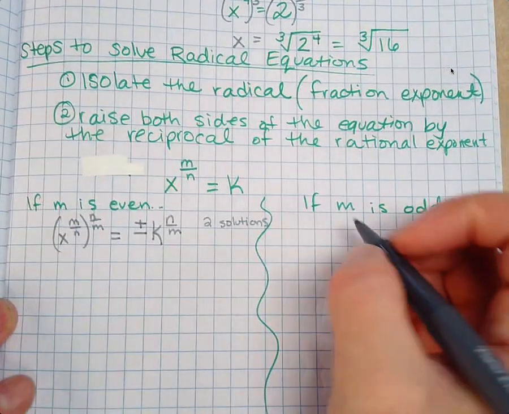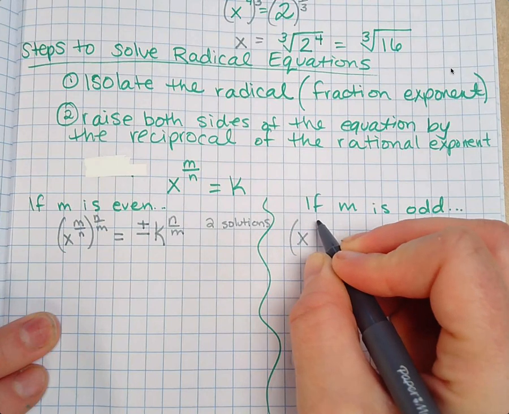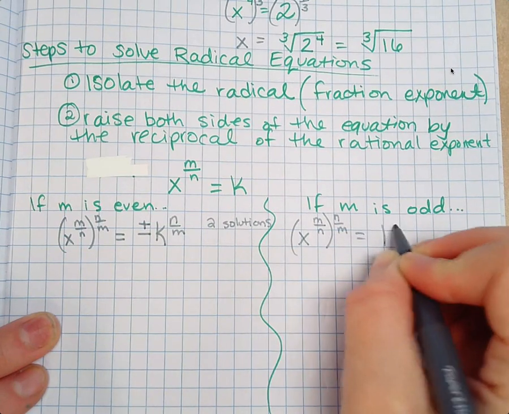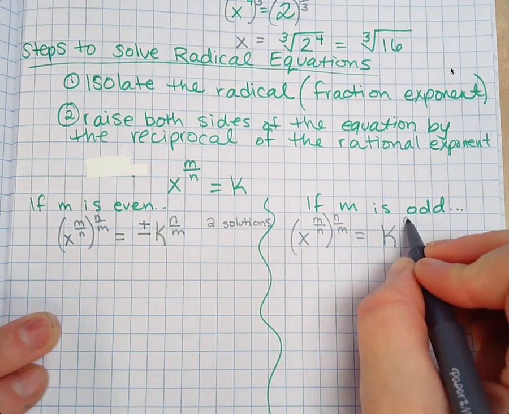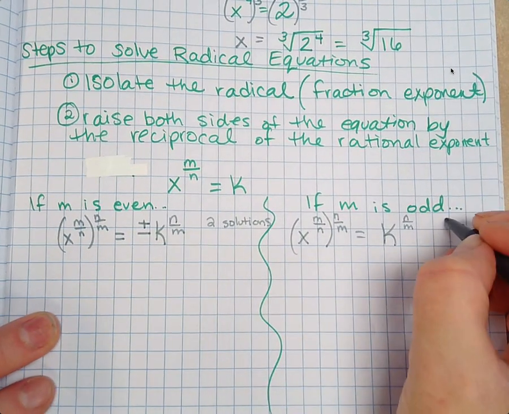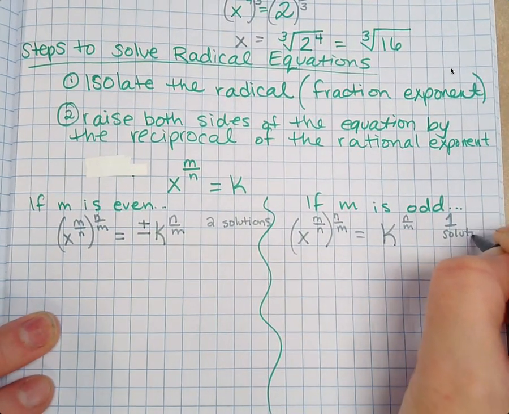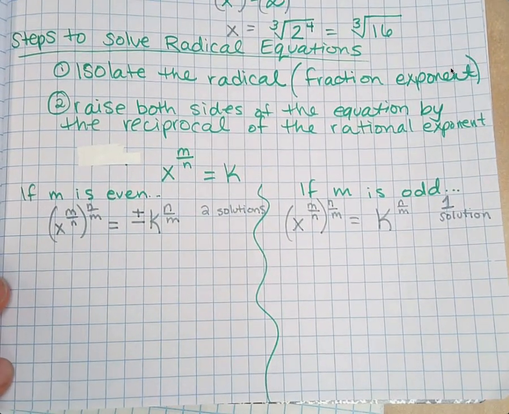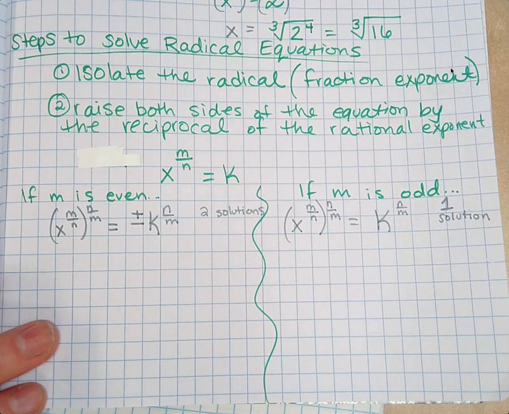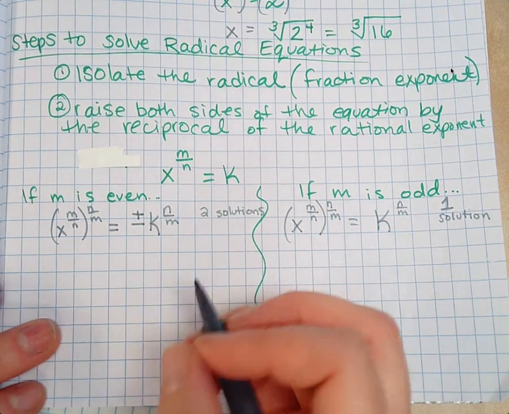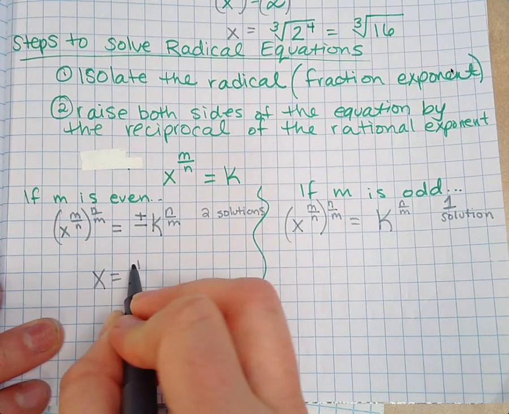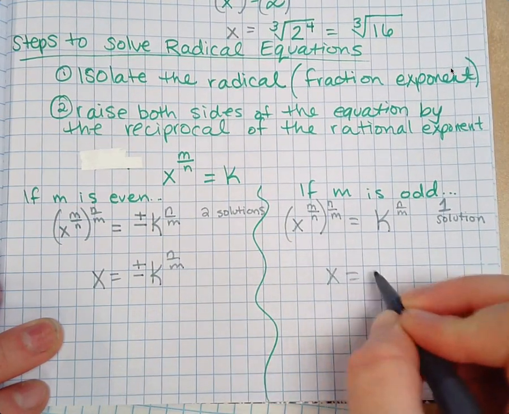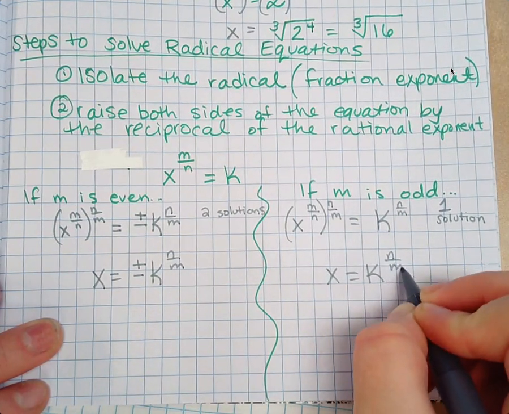And then if m is odd, when we do that, we're only going to get one solution. So on this one, x is going to be plus or minus k to the n over m. And on this one, it's just going to be positive k to the n over m. Just one answer.